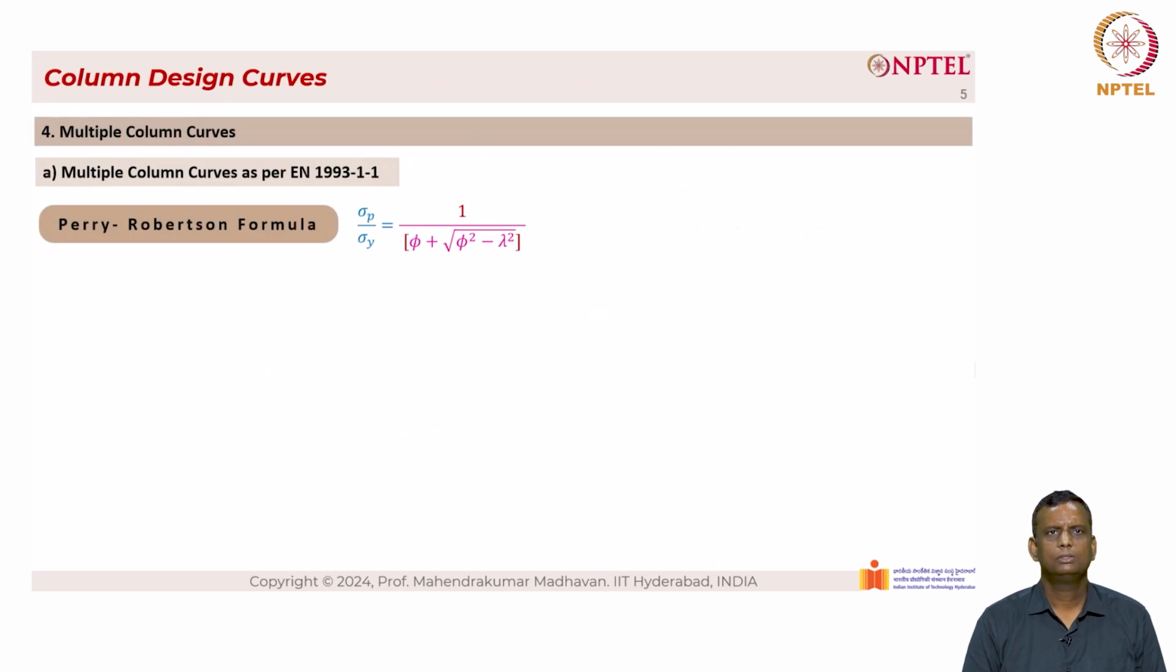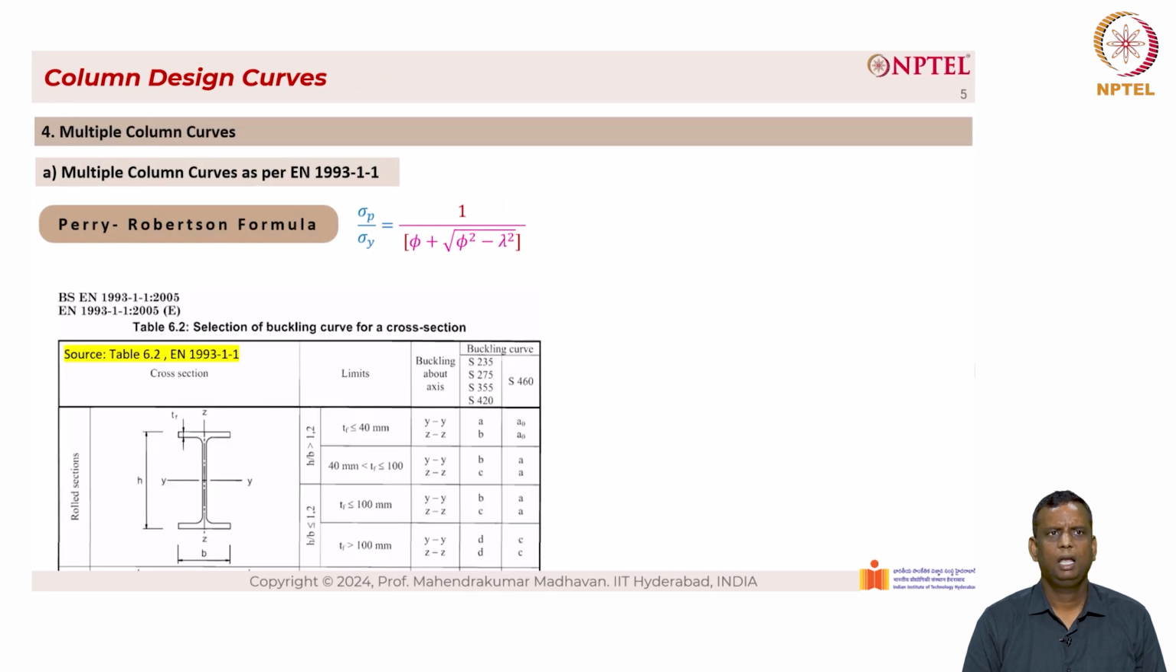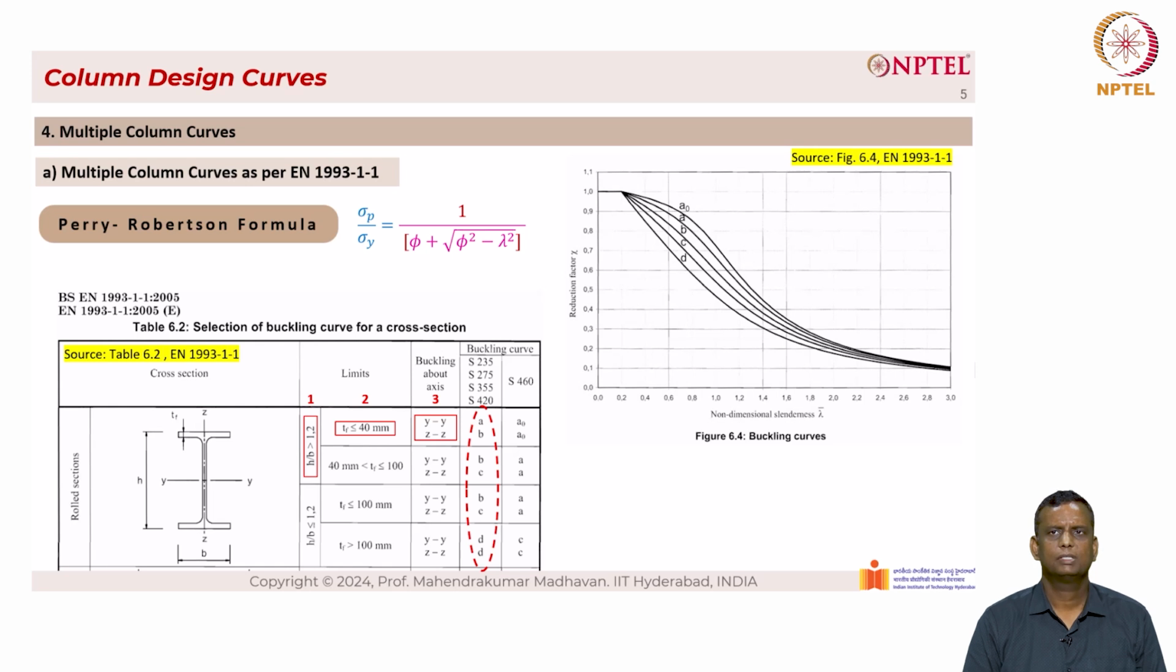So we have this Perry-Robertson formula, and using it, we now need to select the buckling curve for the cross section. We have three steps. First, we have to identify the aspect ratio of the cross section, followed by the thickness, followed by the buckling direction, whether it is major axis buckling or minor axis buckling, which leads to the buckling class. So we have these curves that I mentioned, the reduction factor versus the non-dimensional slenderness ratio, which gives the 5 different classes of buckling curves.